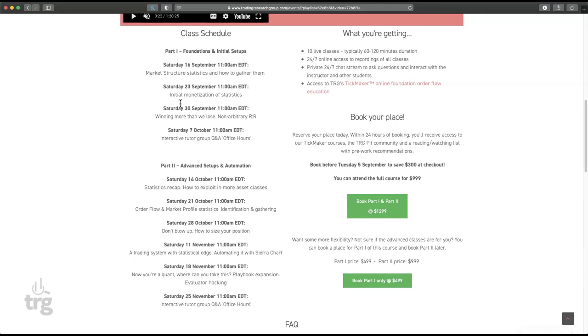That's the first part of the class, of course. In the second part of the course, we think, okay, how can we move beyond simple binary outcome products and exploit this idea of statistics in more asset classes, stocks, ETFs, futures? And we'll then get into some of the statistics around volume at price, order flow, market profile, what we can identify and how we can gather this stuff, and look at how we can combine multiple data points in order to size a position.